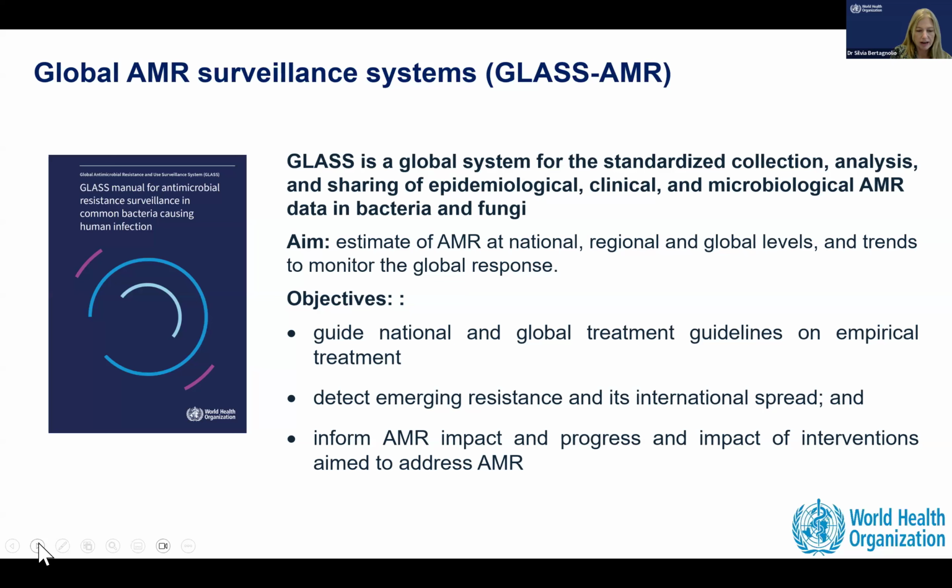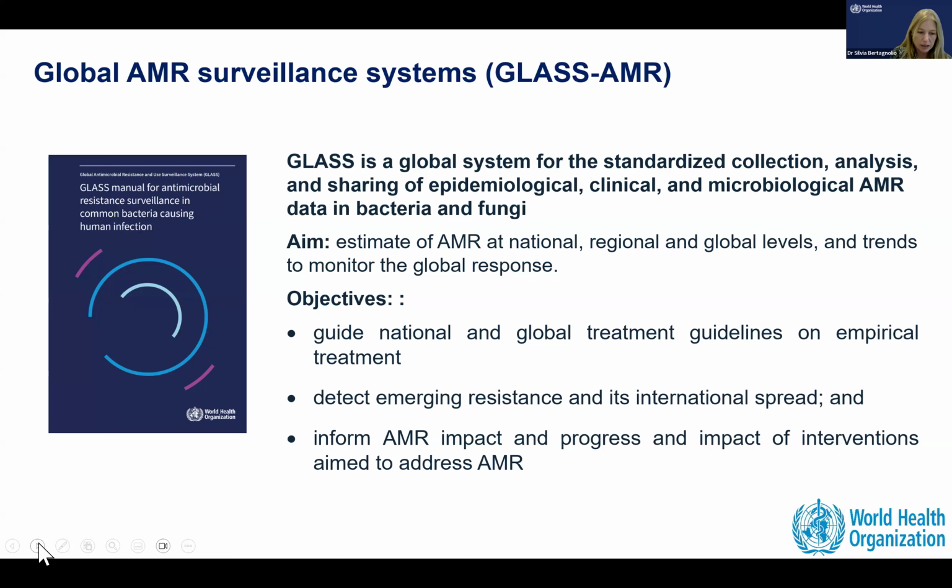So WHO has developed a system called GLASS, or Global AMR Surveillance System for Antimicrobial Resistance. This is a global system that is designed to collect data on antimicrobial resistance from national governments, from national surveillance systems. Then these data are analyzed and WHO generates estimates of AMR at the national level and the global level, and we also look at trends over time. And this information is very helpful.